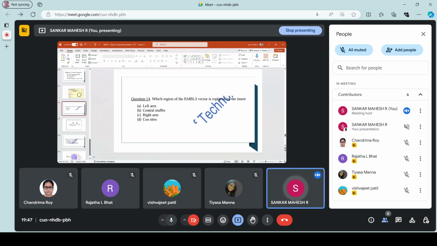So we were looking at this question. Which region of the EMBL3 vector is replaced by the insert? Left arm, central stuffer, right arm, and cos sites. You can take a couple of minutes and try to answer this question.